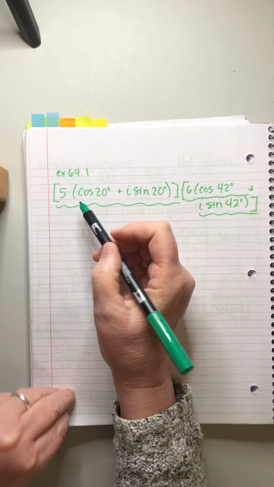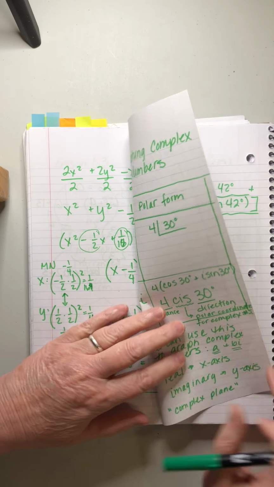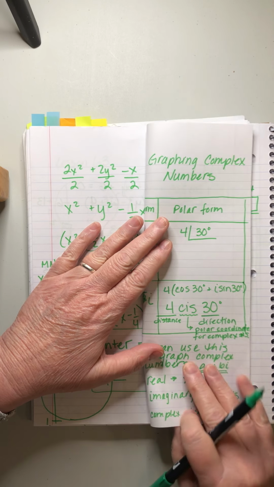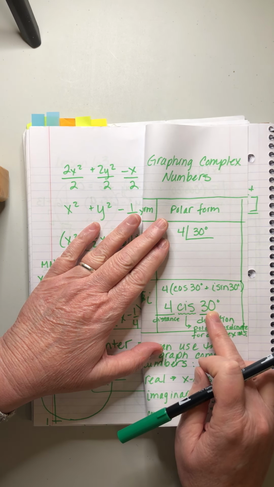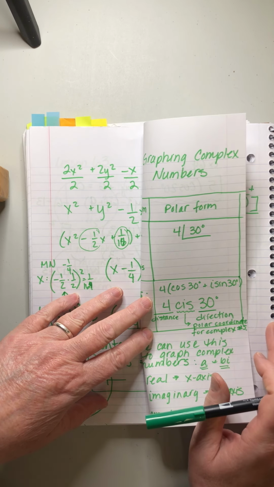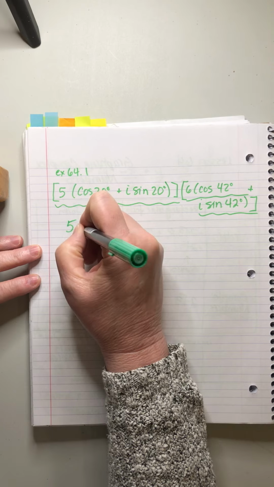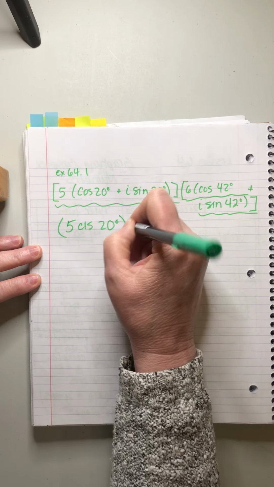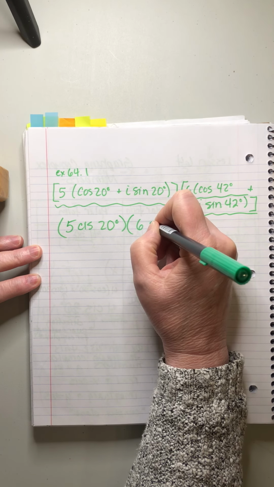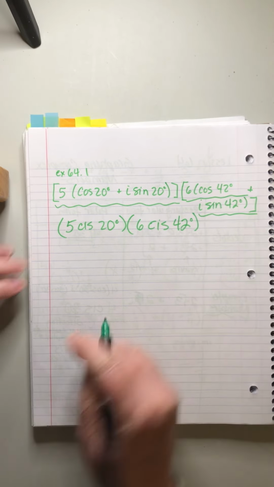Oh, wait. As soon as you see that cosine plus i sine, you realize, oh, it's this. That's how this is formatted. So we can rewrite that big long train of ugly into this. See how I did that?